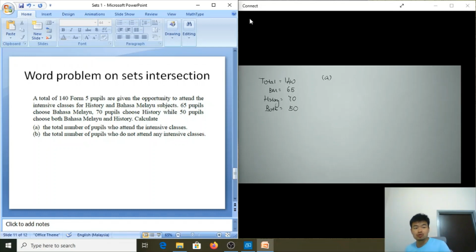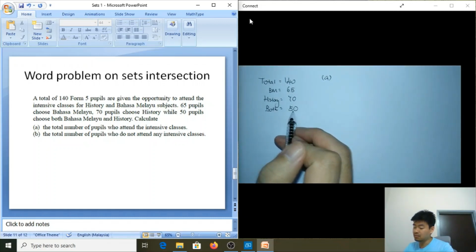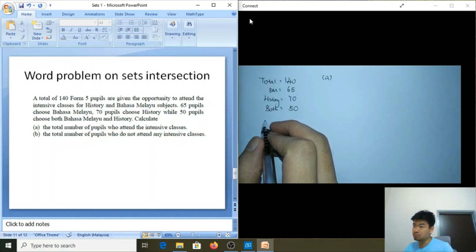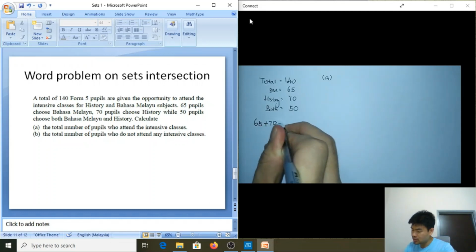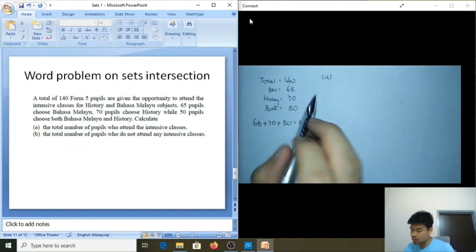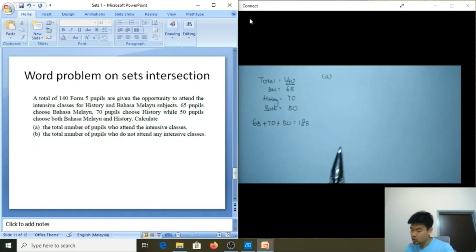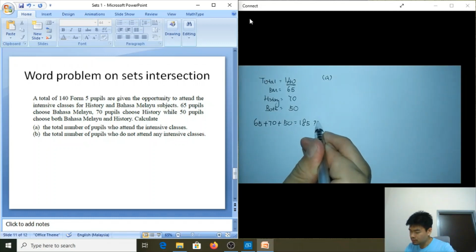So look at the first question: the total number of the pupils who attend the intensive classes. Now you may be tempted to just add up everything: 65 attend BM, 70 attend history, 50 attend both. However, it gives you 185. Now this number is weird, because it is stated already that the total number of the pupils is 140. How come it can be 185?